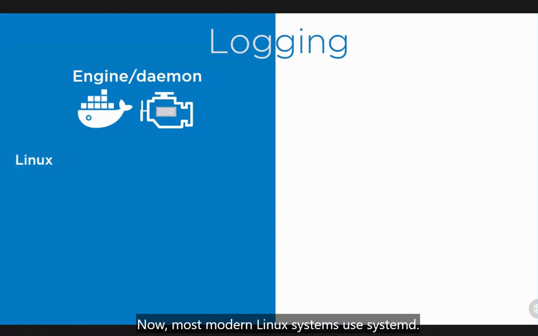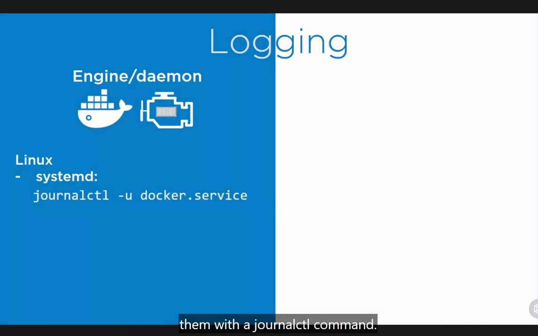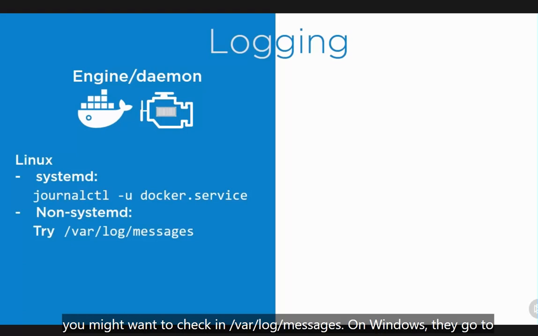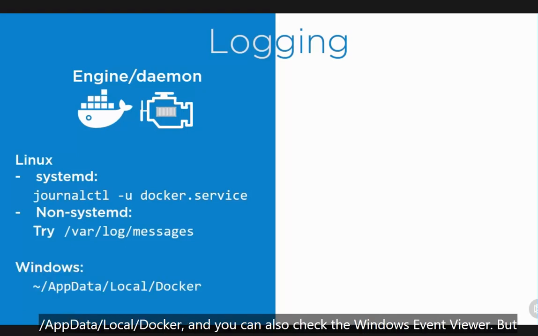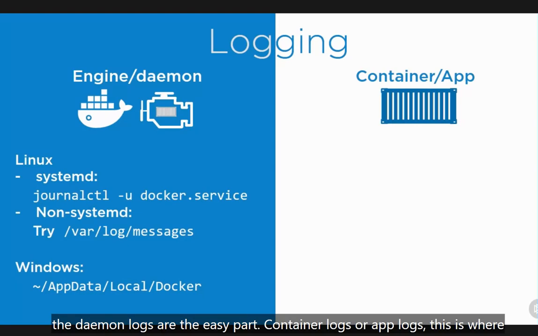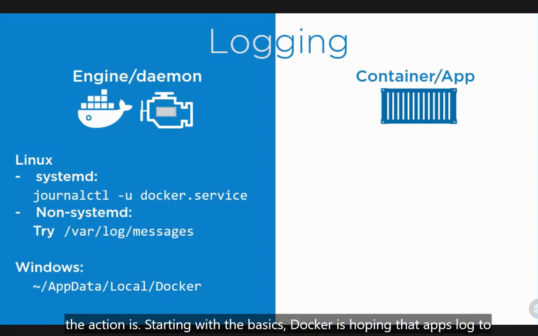Now, most modern Linux systems use systemd. In those instances, daemon logs get sent to journald, and we can read them with the journalctl command. If you're not on Linux with systemd, you might want to check in var log messages. On Windows, they go to appdata/local/docker, and you can also check the Windows event viewer. But the daemon logs are the easy part. Container logs or app logs, this is where the action is.